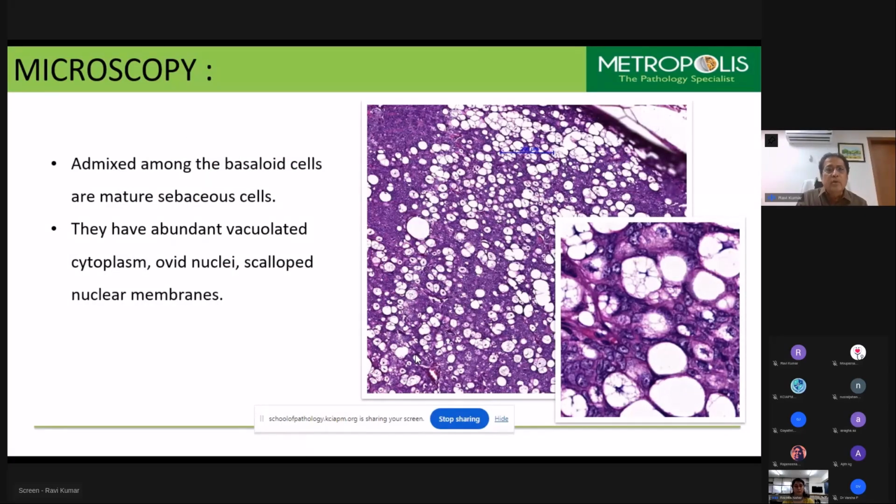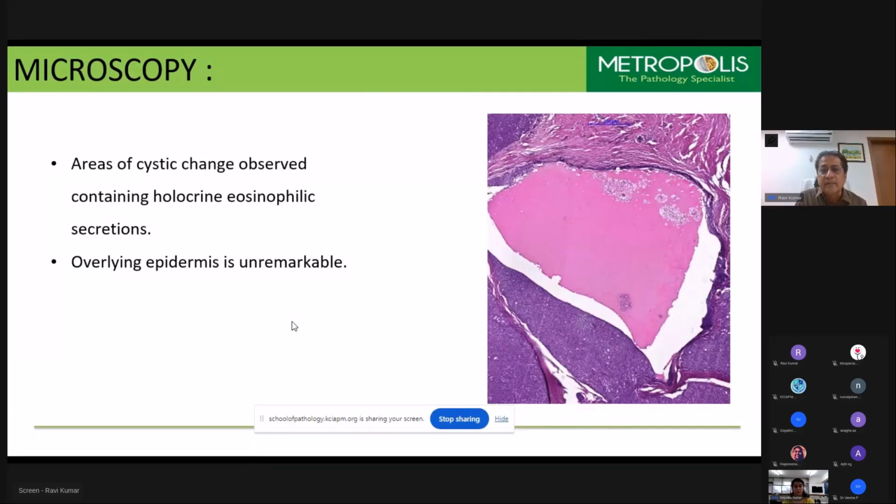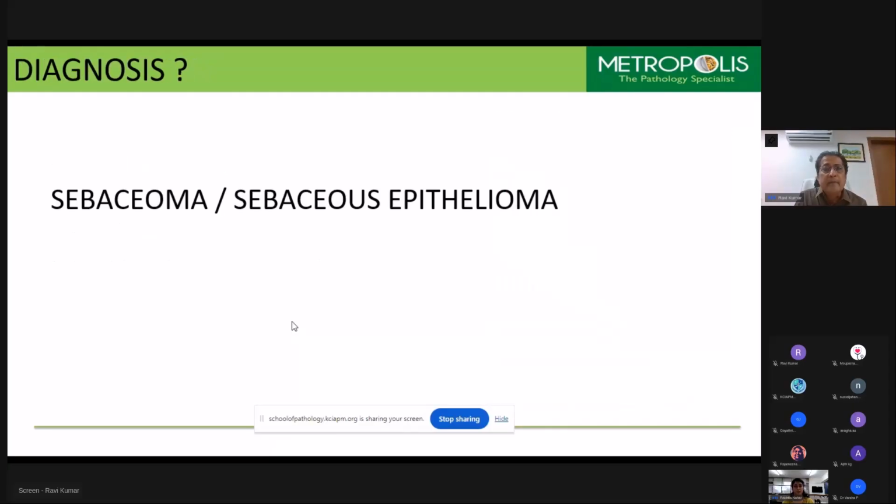Same thing, to show more of abundant vacuolated cytoplasm, ovoid nuclei, and scalloped nuclear membranes. Look at these membranes. They are scalloped because of the secretion. If you want, you can do an oil red O stain to demonstrate oil in these sebaceous cells, the mature ones, right? This is the area of cystic lesion containing secretions. Yes, our diagnosis is also sebaceous epithelium.